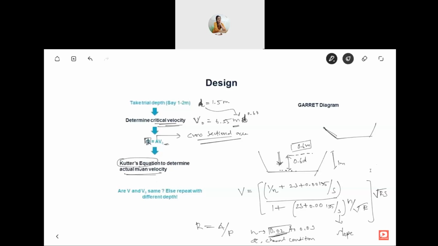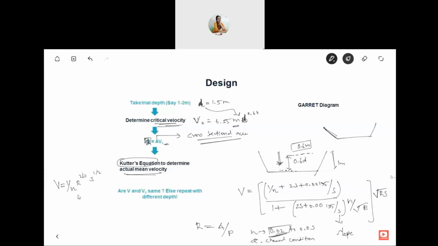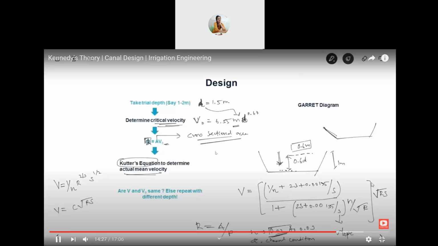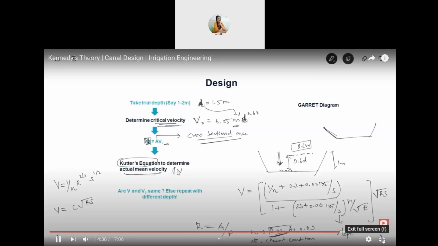Usually Kutter's equation is used to determine actual mean velocity. Sometimes you use Manning's equation also, which is quite simpler than this, which goes like this, and n is the Manning's coefficient. Or sometimes people also use Chezy's coefficient. This equation is also similar to Kutter's equation, except that C is defined by this large value. So after this, you will get the actual mean velocity, which we can call V.